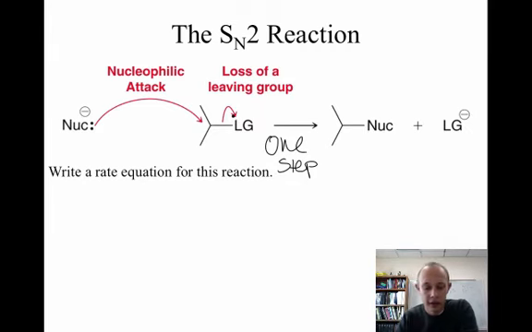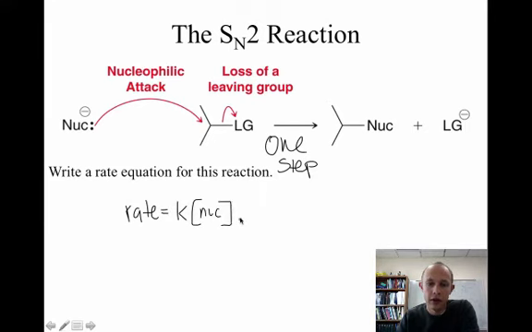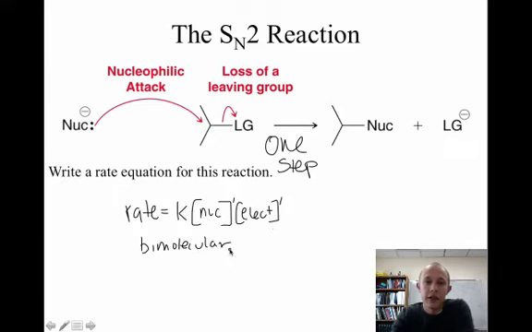Because of that, there's a very easy way to write a rate equation for this reaction. The rate of this reaction is going to be equal to some rate constant k times the concentration of the nucleophile times the concentration of the electrophile. So the nucleophile is raised to the first power, the electrophile is raised to the first power. So this is called a bimolecular rate. So SN2 stands for Substitution Nucleophilic Bimolecular.